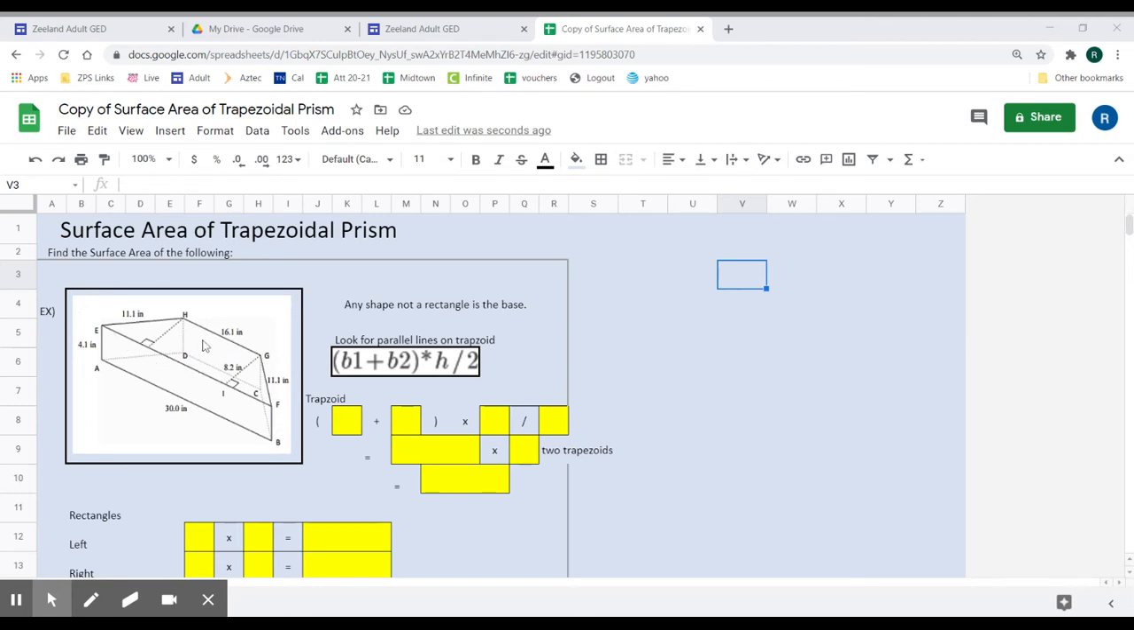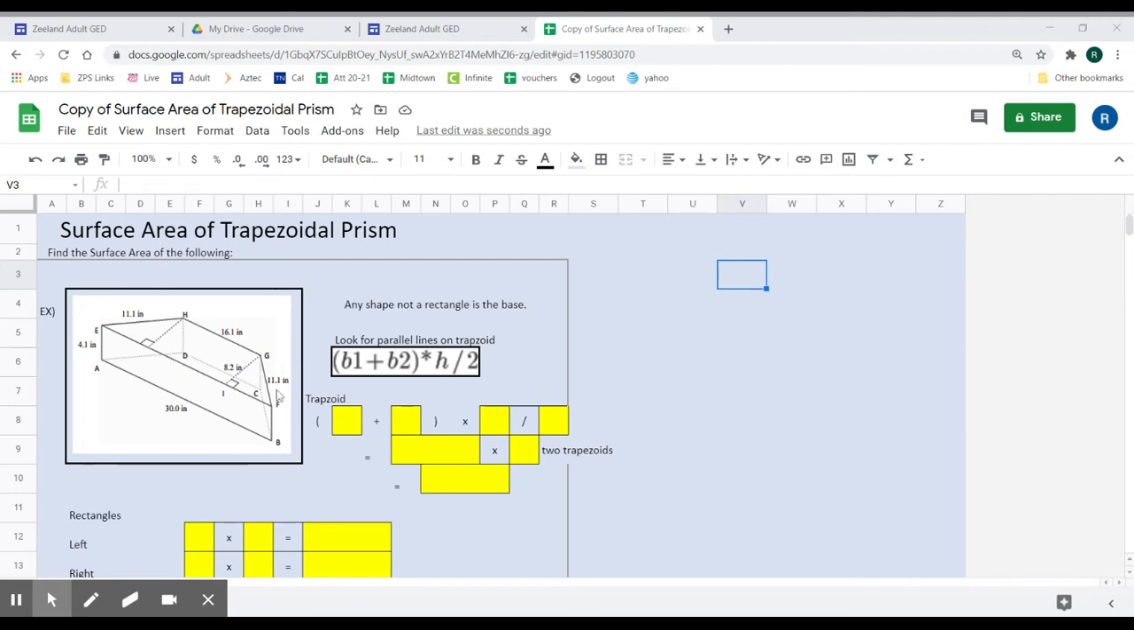You have one pair of parallel lines, and then the other pair is not. The two parallel lines will tell you where your bases are. And then there'll be a line that's perpendicular to that. That will be the height of the trapezoid. Remember, the base and the height always form a right angle.